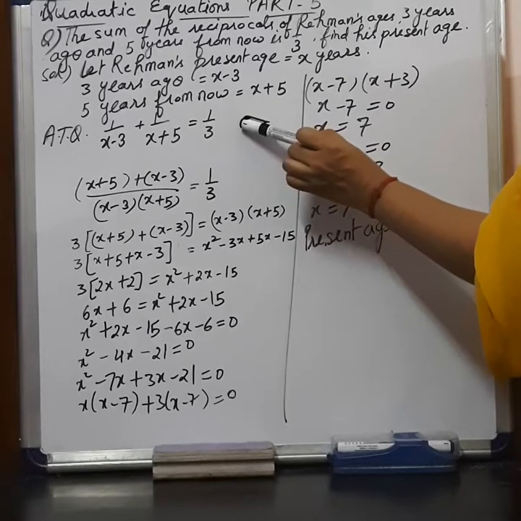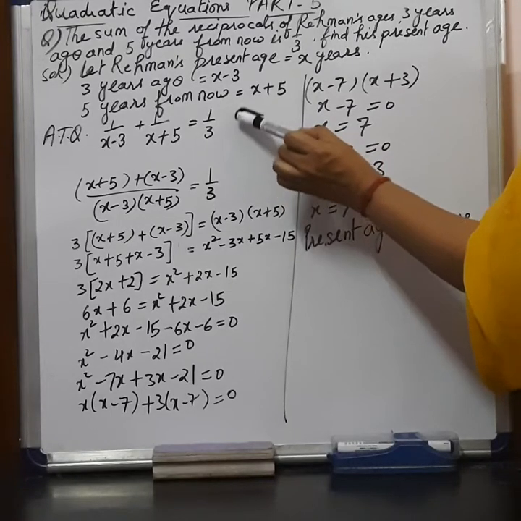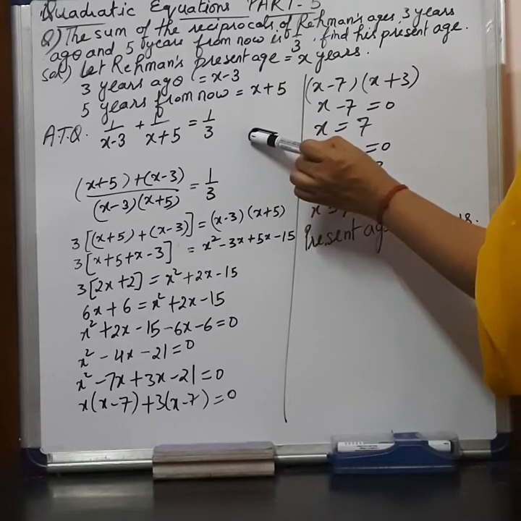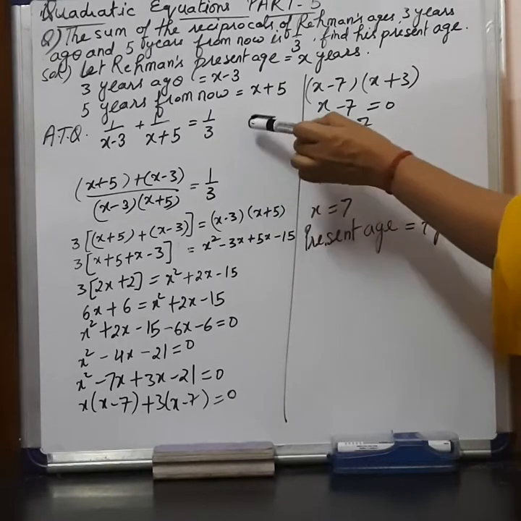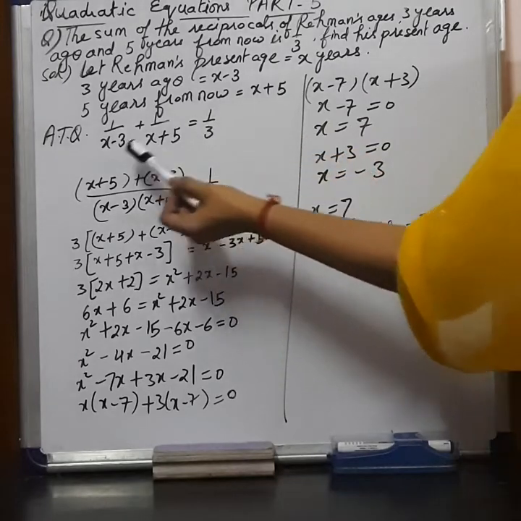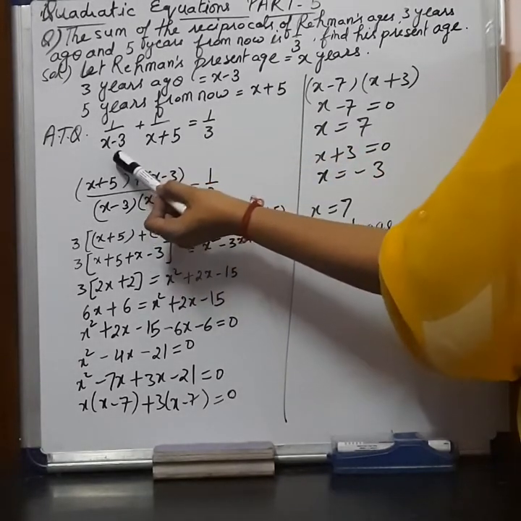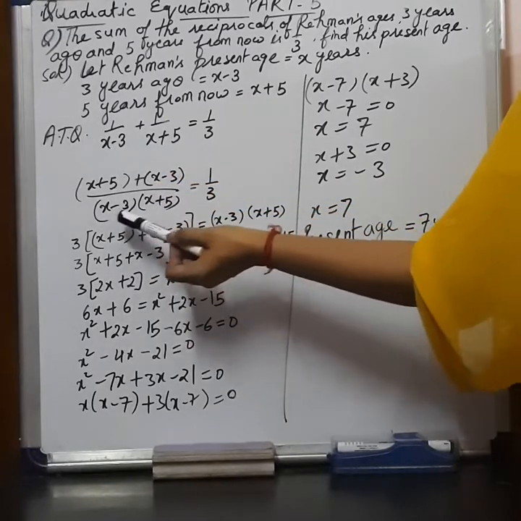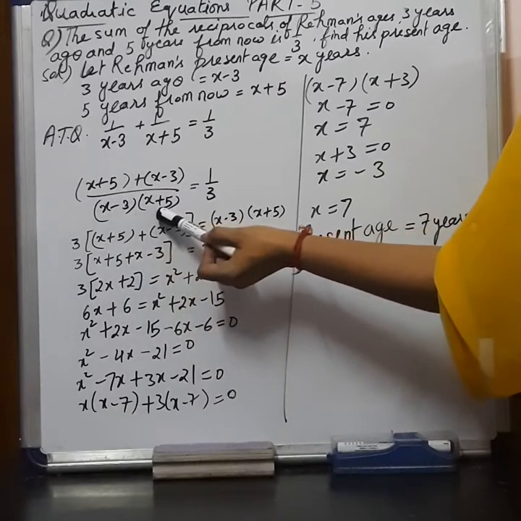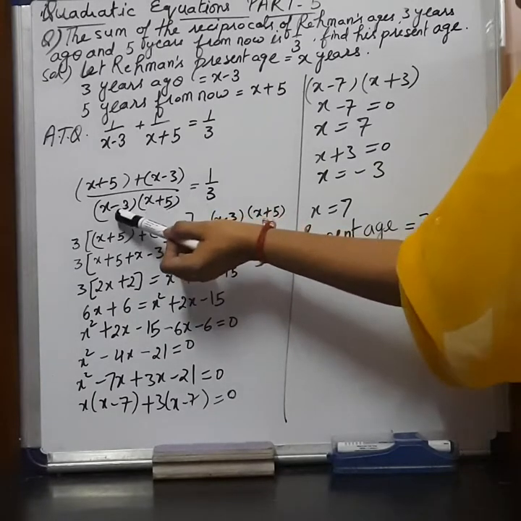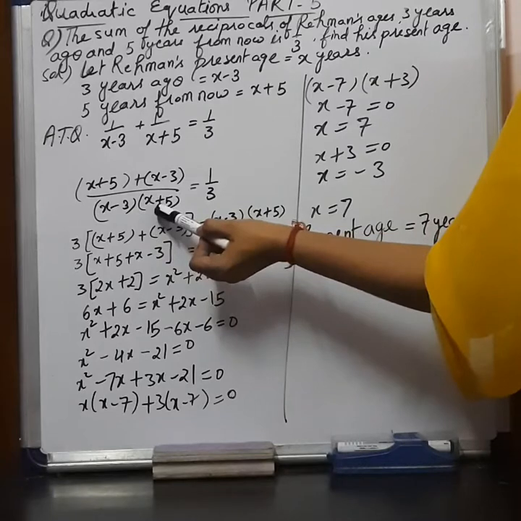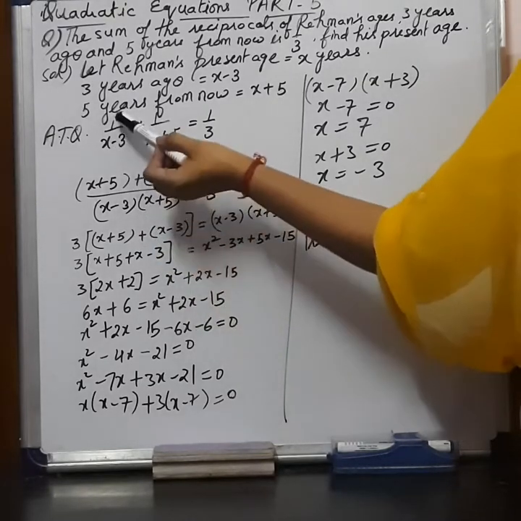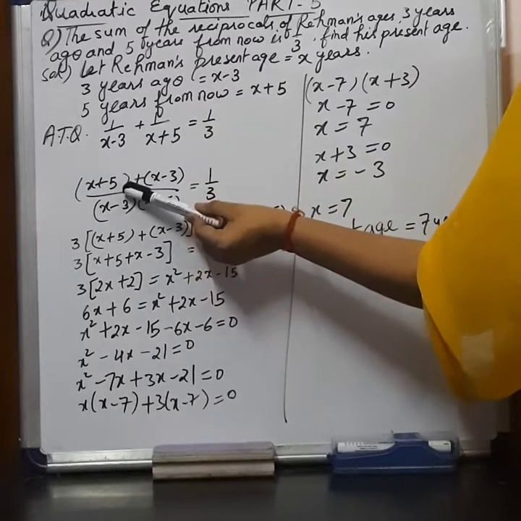According to the question, the sum of the reciprocals of these ages is 1 upon 3. Now this equation you have to solve, simplify, and convert into the form of a quadratic equation. Then you will find the roots. What is in the denominator? It is x minus 3 and x plus 5. Now we will take the LCM, x minus 3, x plus 5 in the denominator. x minus 3, x plus 5 divided by x minus 3, so this bracket will be cancelled. x plus 5 will be multiplied by 1, so it is coming x plus 5.